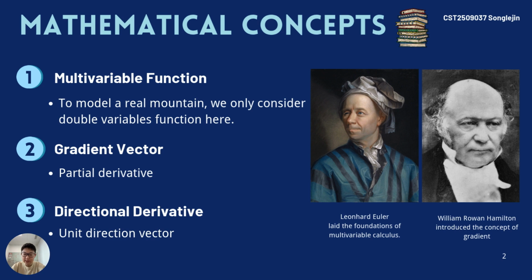Next, I will present the second part, explaining the mathematical concepts we use in this project. In this part, I will explain in detail the multivariable function, and to model a real mountain, we only consider double variable functions here, the gradient vector, and the directional derivative. Also included are some subconcepts like partial derivative and unit direction vector.